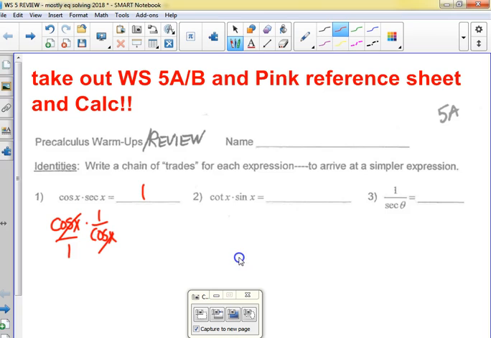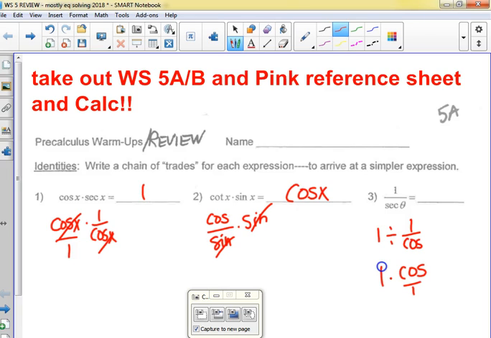Cotangent is cosine over sine. And then it says times sine. So what would we get? Just cosine of x. 1 over secant would be 1 divided by 1 over cosine, which would be 1 times cosine over 1, which would be cosine. I think it might even say on your sheet that 1 over secant is cosine.